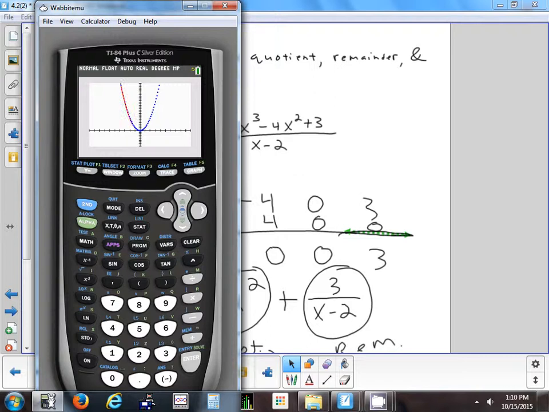Right, so there's the left side getting very close. And there's the right side. Okay. What's happening at 2? What's happening right in there? Yeah, we have a vertical asymptote. All right, so this one has a vertical asymptote at 2. And then it's got this other asymptote in blue. It's a parabolic asymptote.